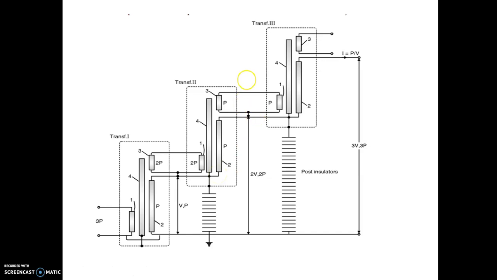V. This terminal will be at voltage 2V because V plus V is 2V. So this terminal is at 2V, which means the tank of the third transformer is at 2V. So perfect insulation you have to insert. So the level of this will be still higher.